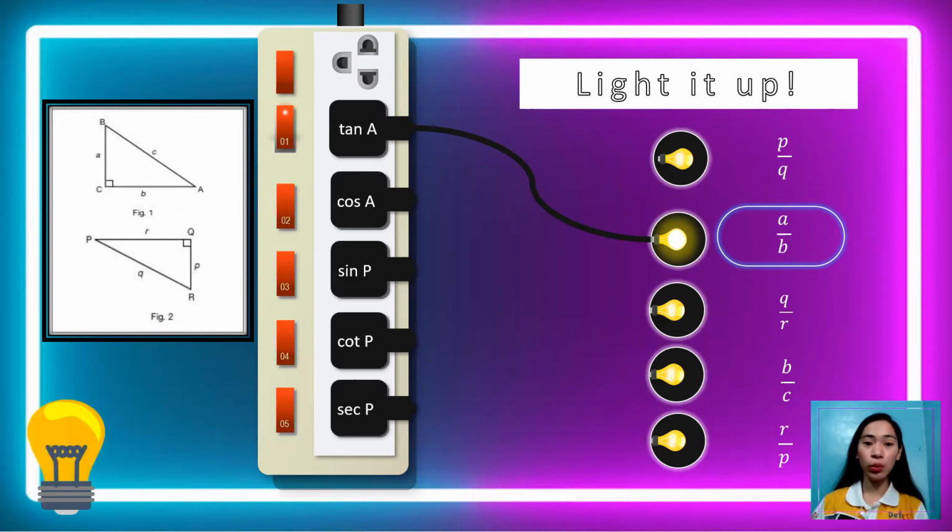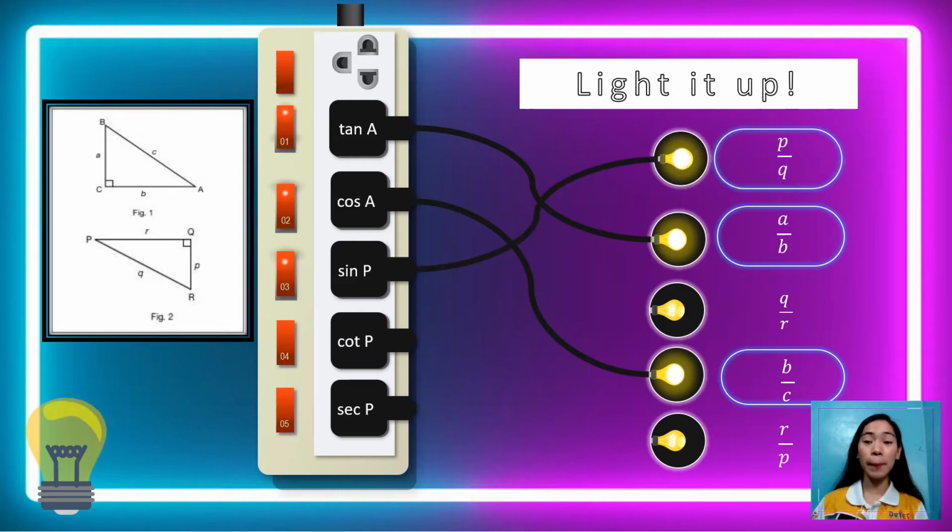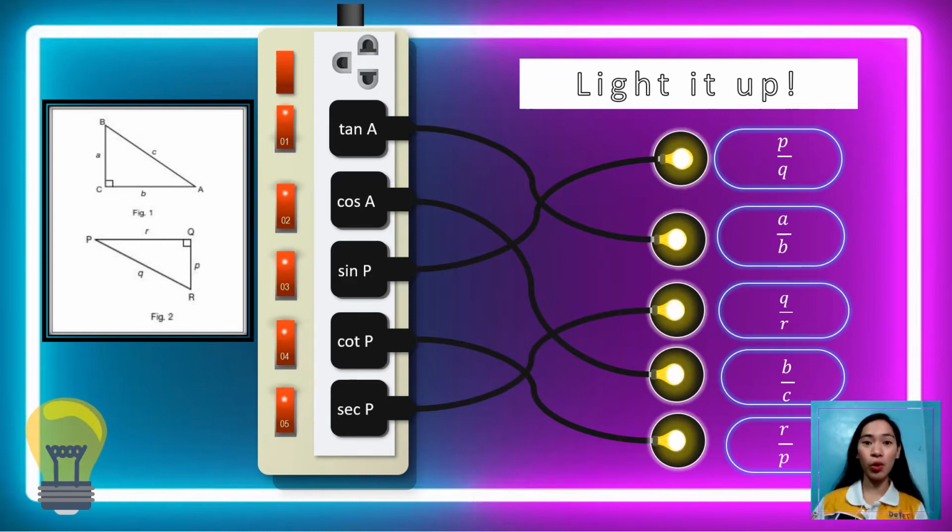Next, number 2, cosine A. Correct. We have b over c. Sine P. Sine P has the ratio of p over q. Cotangent P. We have r over p. Very good. And secant P, q over r. So now you recall the 6 trigonometric ratios. Now let's proceed to our next activity.